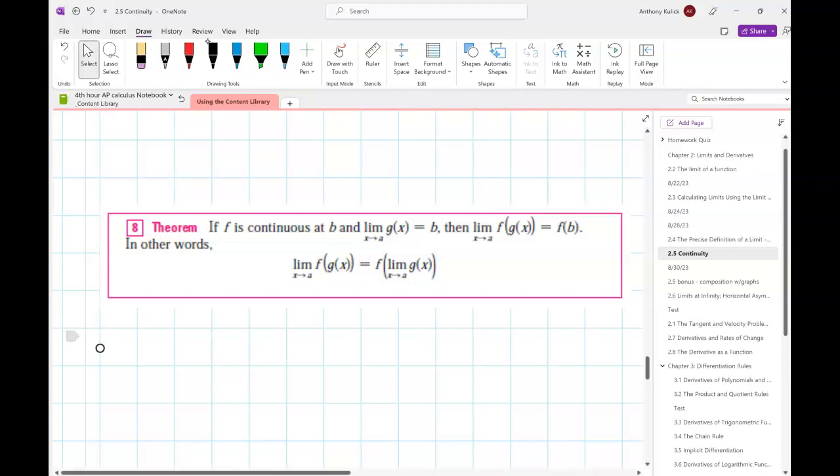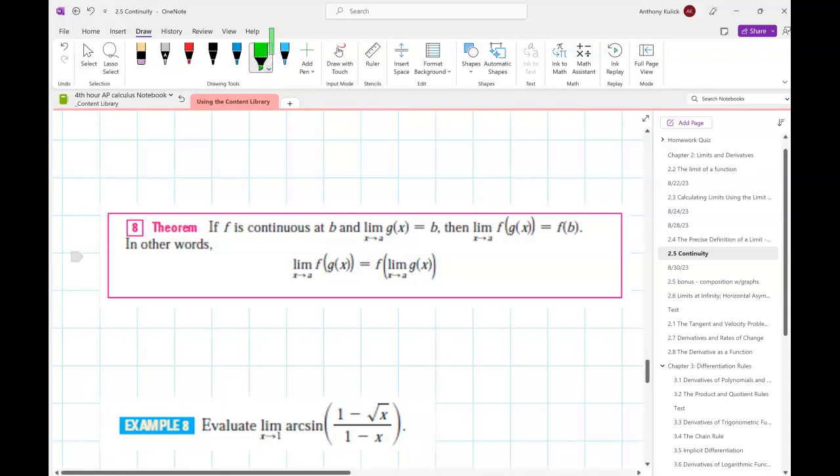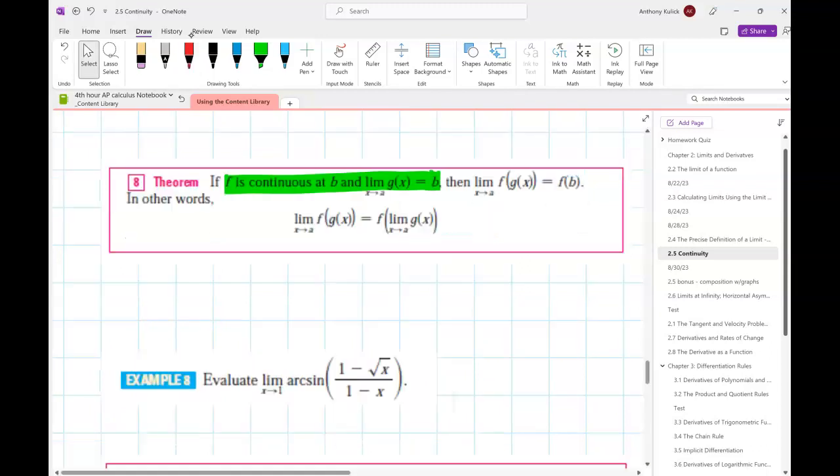Let's look at an example here. The thing we have to be careful about in using this is that we meet all of these criteria. Well, actually, this is the criteria. We have to have that the outer function is continuous at the limit of the inner function. So let's look at an example.